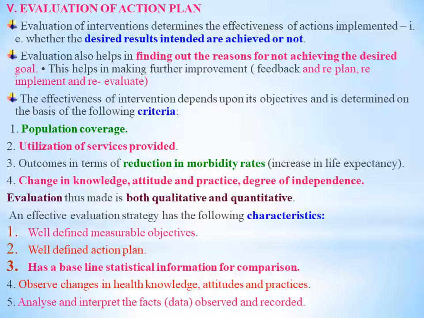So we can follow certain criteria in order for the effectiveness of intervention. So first one is we have to do the population coverage. Second criteria is utilization of services provided. Third criteria is outcome in terms of reduction in morbidity rates. That means there should be increase in life expectancy. I suppose all of you know what is the life expectancy of this present time. Change in knowledge, attitude, practice, and there should be a degree of independence.